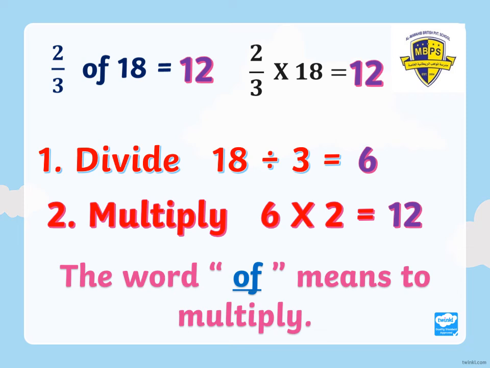Now let's go to step 2. What is step 2, children? Can someone tell me? Yes. You need to multiply the answer with the numerator. So what is the answer in this question we got? 6. And numerator is 2. So you need to multiply 6 times 2, which is equal to 12. Very good. So 2/3 of 18 is equal to 12.